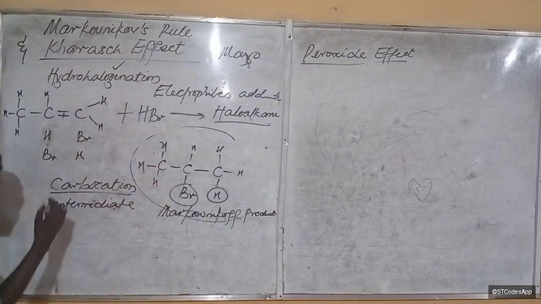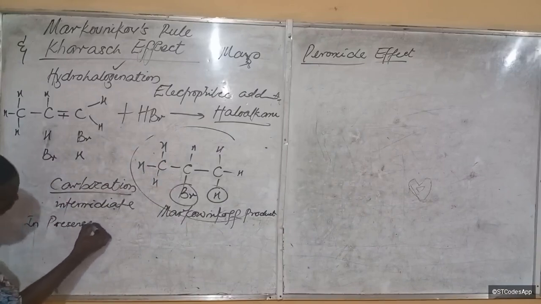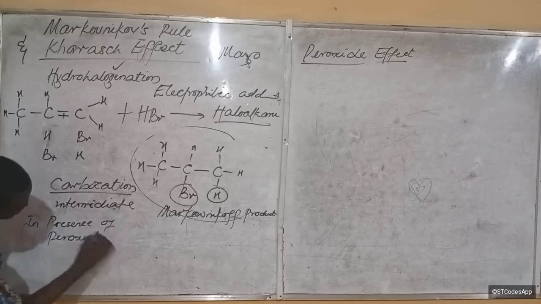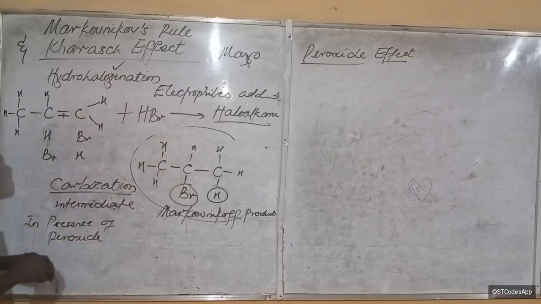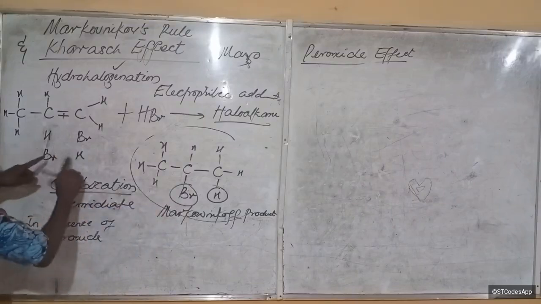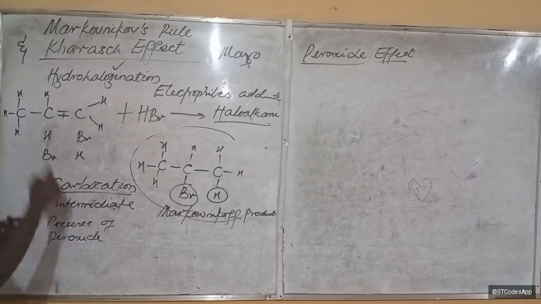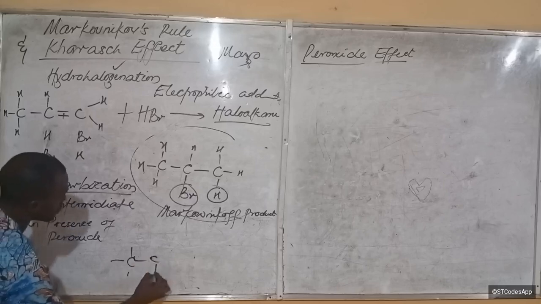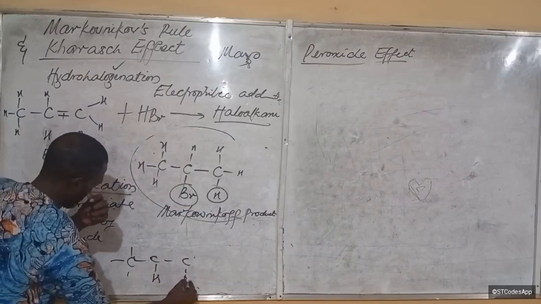But in the presence of a peroxide, what will happen is the opposite of this. Remember that in Markovnikov addition, the hydrogen wants to go to the carbon with more hydrogen, which will reverse the order. So we have CH3 bonded to CH, our new H will be here, and Br will be here.